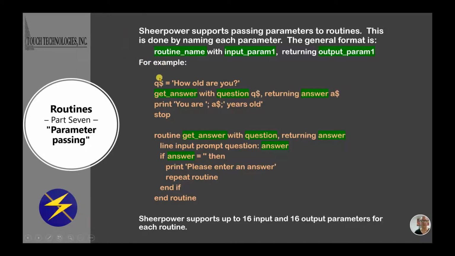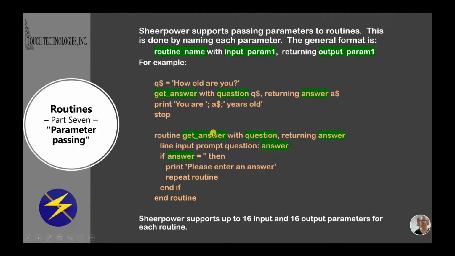So here, for example, we have a little question. How old are you? Little Q dollar. And we're going to call a routine called getAnswer. Here's the routine down here, getAnswer. So you getAnswer with question, and then our variable that has the question, How old are you? Returning an answer, which will be their answer, $1. And then our code is going to say print, you are $1, which is the answer, years old. And here's the routine and how it works.